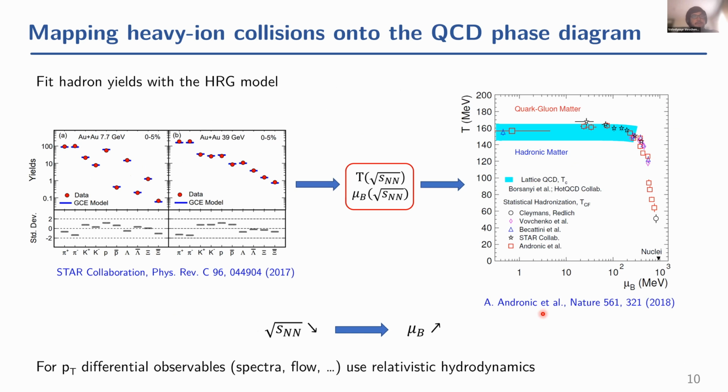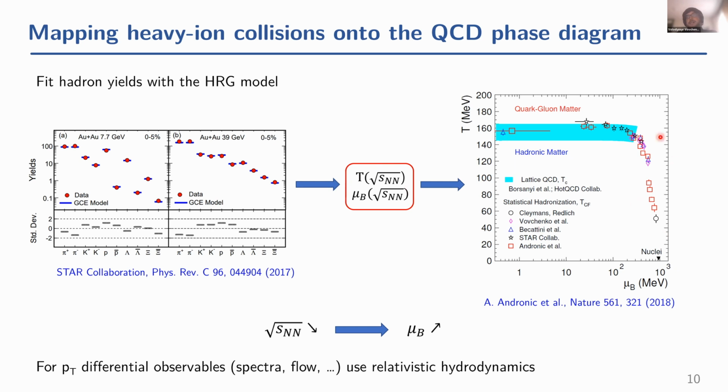It allows us to map heavy ion collisions to the QCD phase diagram, because the parameters of the model are essentially temperature and baryochemical potential. These are the basic parameters which you can fit to hadron yield ratios. And you can do this procedure at every collision energy of interest. When you do this at every collision energy, you extract at each collision energy the value of temperature and baryochemical potential. So that means that you can map collision energy to the QCD phase diagram.